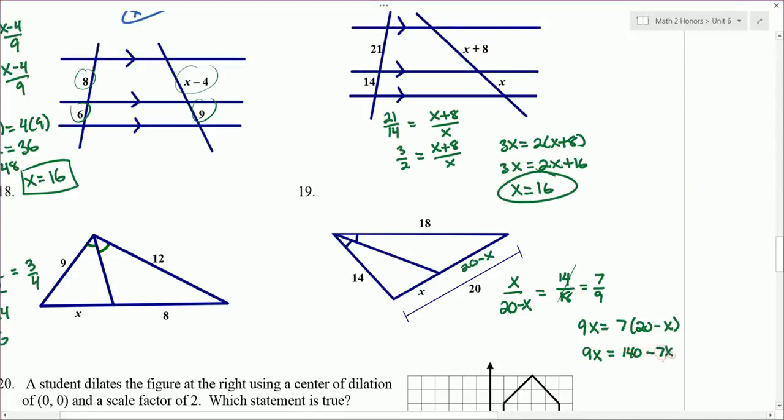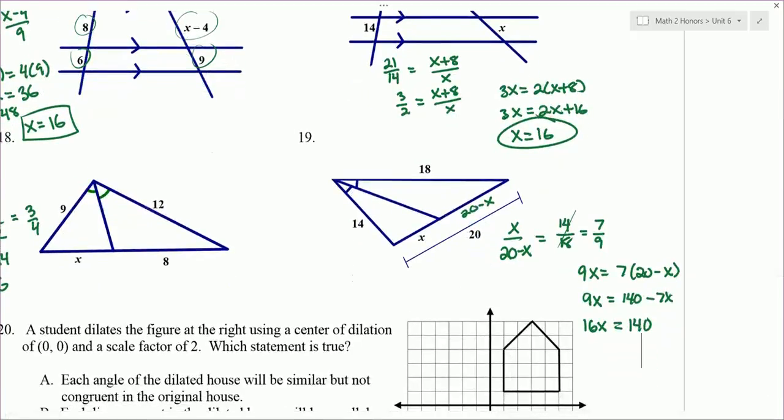minus 7x. Add 7x to both sides and we get 16x is 140. And then divide by 16. We can at least cut everything in half. We get 70 over 8. Cut it in half again. We get 35 over 4. And that's about all we can do. So x is 35 over 4.